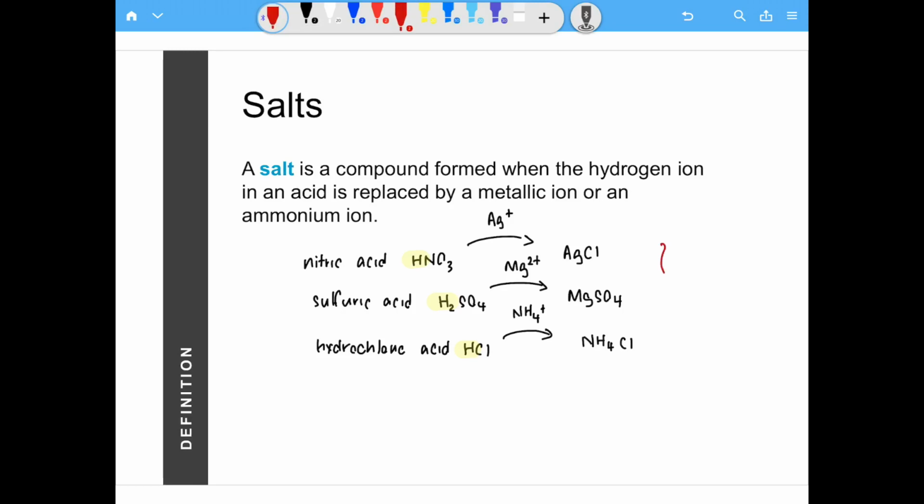So all these compounds that we have formed by replacing the hydrogen ion of an acid are in general called salts. Now some of these salts are soluble in water and some of these salts are insoluble in water. So how do we know whether a salt is soluble in water or not?